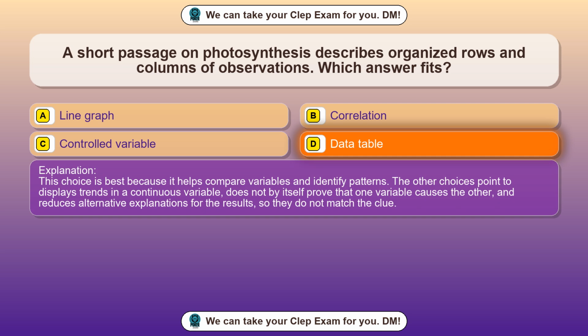This choice is best because it helps compare variables and identify patterns. The other choices point to displays trends in a continuous variable, does not by itself prove that one variable causes the other, and reduces alternative explanations for the results, so they do not match the clue.